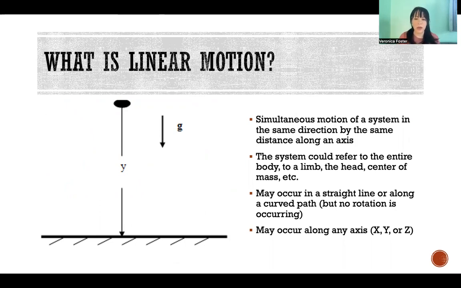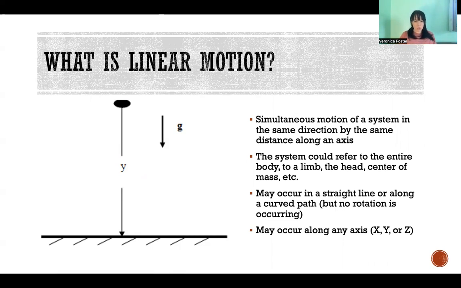So I want to clarify here that when we talk about motion of a system, that system can be defined in so many different ways. We could be talking about the entire body. So in that case, linear motion could be like travel from point A to point B, like walking across the room. But the system could also simply mean a joint or the spine or the head, the center of mass. The system could be whatever we define it to be.